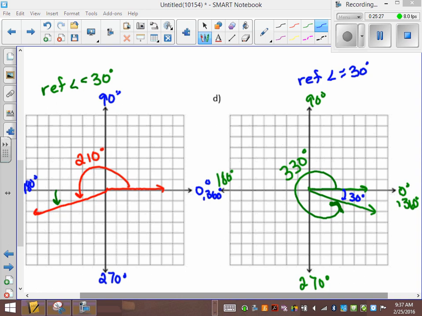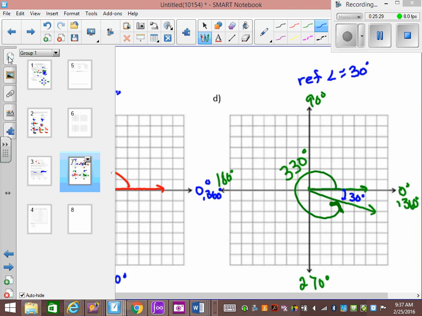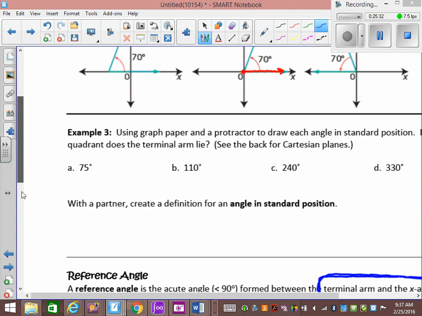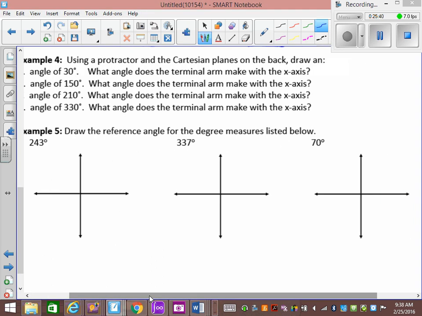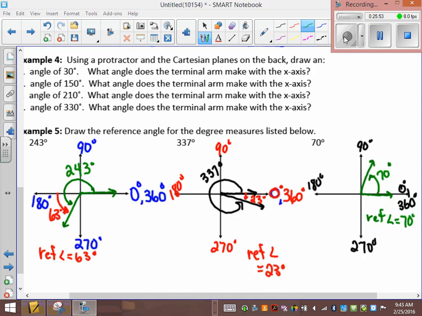Okay, go back to example 5. Draw the angle for the degree measures listed below. Draw the angle and then tell me what the reference angle is, okay? So I want you to draw the angle and then I want you to tell me the reference angle. It's kind of really worded weird, but draw the angle and then give me what the reference angle is. So for this one, 63, this one 23, and this one 70, because in the first quadrant, your reference angle is the angle itself. Okay, flip to the next page.